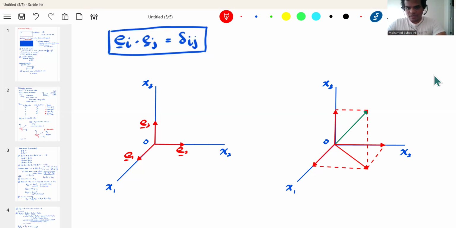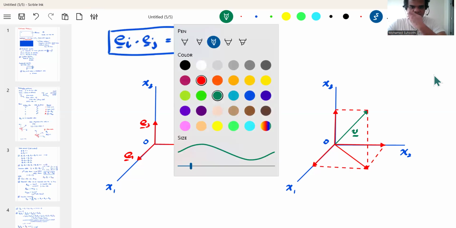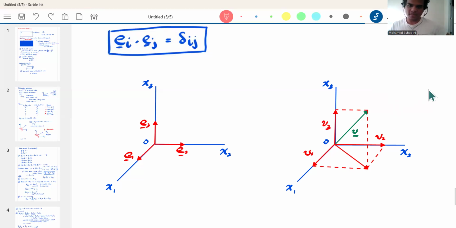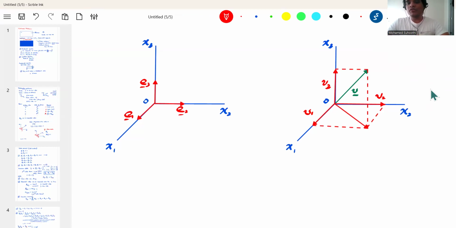So let's say this vector is v. Then the vector makes components along the x1 axis, that is v1, v2, and v3. v1, v2, v3 are the magnitudes of this vector's components along these axes. So if you want to make this one a vector, this v2 is the magnitude.